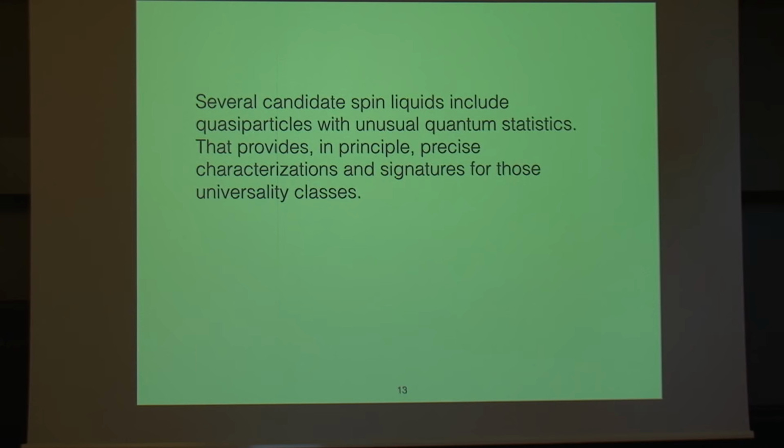Now, several of these candidate spin liquids include quasiparticles with unusual quantum statistics, the kind of thing I mentioned in the beginning. And that provides, in principle, precise characterizations as signatures for those universality classes. For these vaguely defined ideas, we can have precise consequences about the quasiparticles.